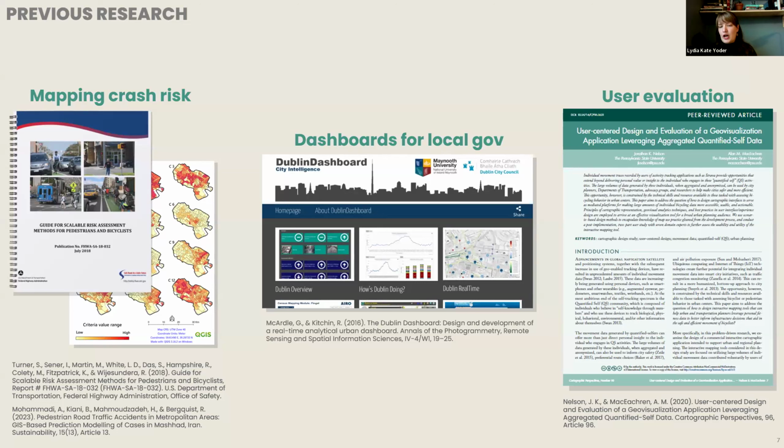Reading through research on mapping crash risk, I found that most of it was siloed from applied use cases. I found only 2 studies on crash patterns that explicitly considered how practical their visualizations were for transportation planning, and their user evaluations were limited to quantitative methods. Researchers looking at dashboards for local government, such as the Dublin dashboard shown in the center here, generally found that these tools can help facilitate planning. But again, there were many missed opportunities for user evaluation. To address that gap, in this research, I incorporated elements from a study on user-centered design and evaluation written by 2 former Penn State geography faculty, Jonathan Nelson and Alan McEachern.